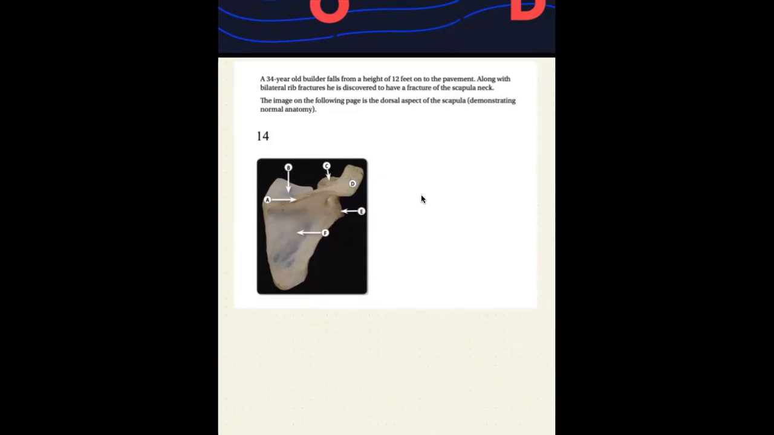Could you tell me which is this portion? This is the acromion of the scapula. Could you tell me what is C? Number C is the coracoid process of the scapula.